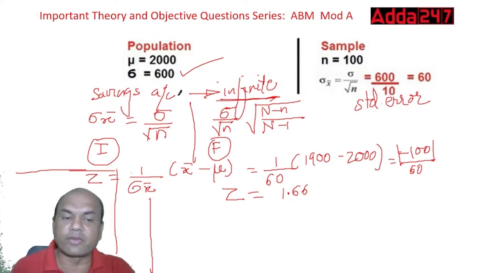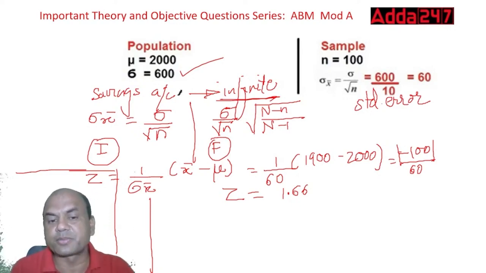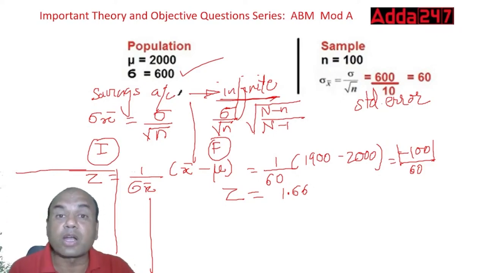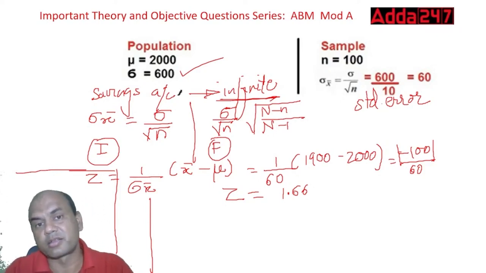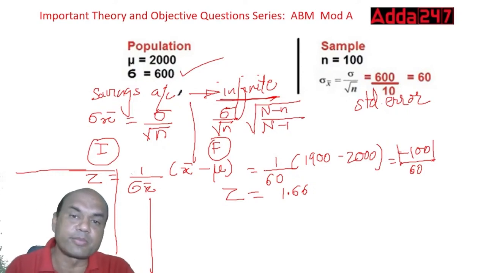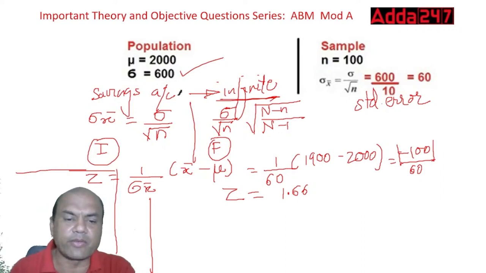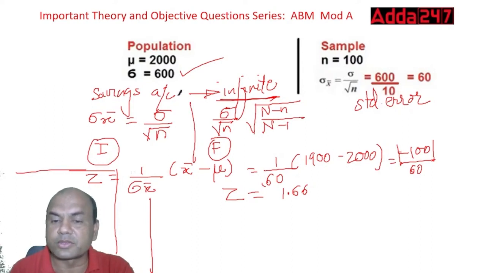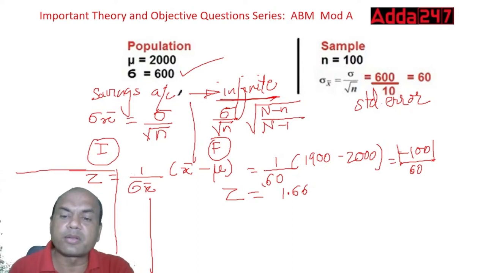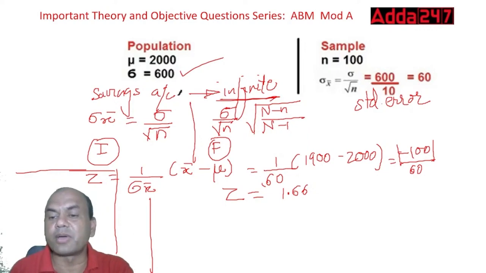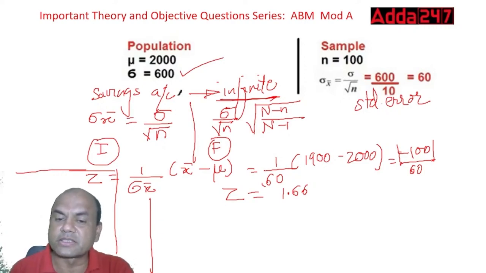Now once you get this standard error, next find the z value. What is the z value? Z equals 1 upon psi x bar into x bar minus mu. This formula you have to learn by heart. Now all the values you have: psi x bar is 60, x bar is 1900, mu is 2000. So 1900 minus 2000 is minus 100. Ignore the plus minus sign, take it plus only. And 100 upon 60 is 1.66. Got it now, everyone?